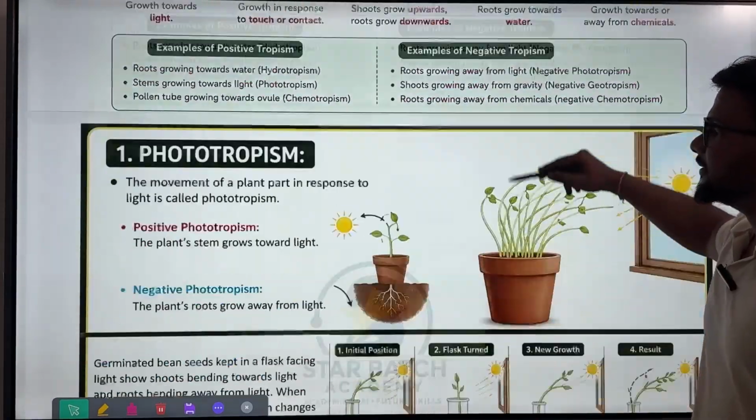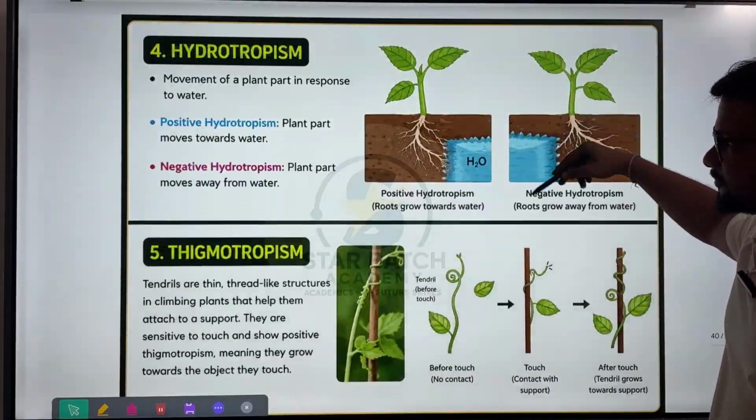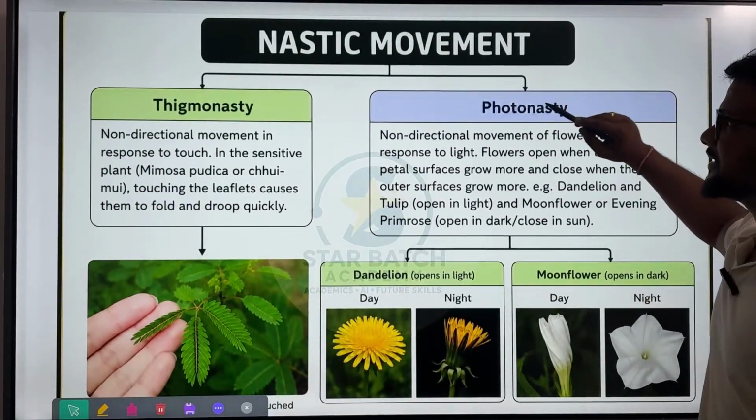Clear? Yes. Now we'll see nastic movement.